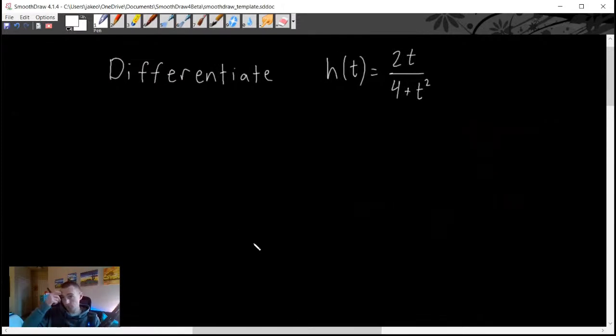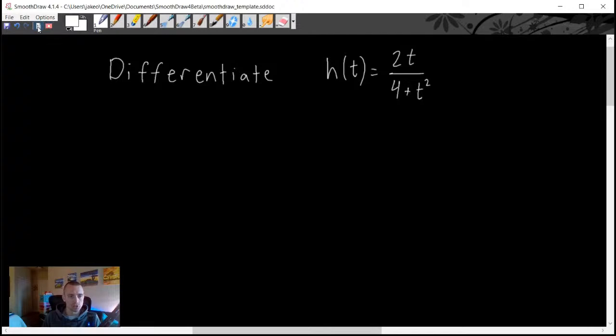All right. So our second example, we're going to differentiate h of t equals 2t over 4 plus t squared. So I did go obviously into quite a bit of detail in the last example. I'm going to go through this one a little bit quicker.